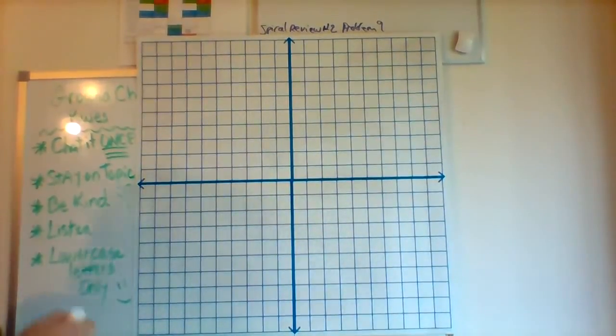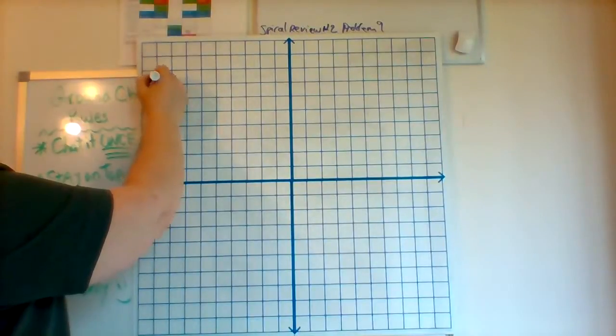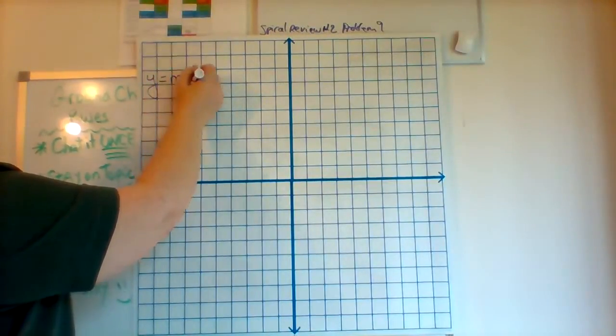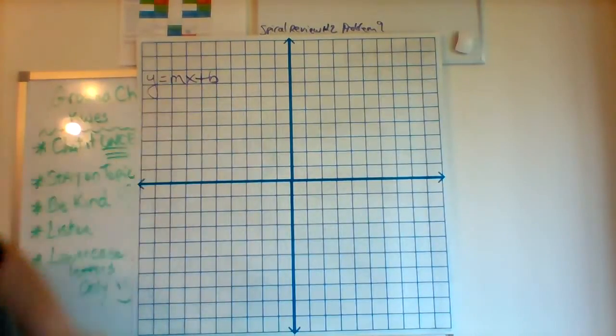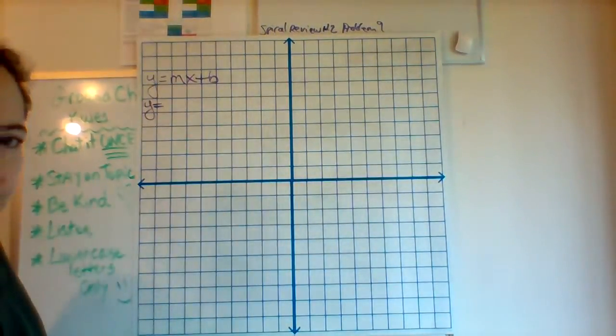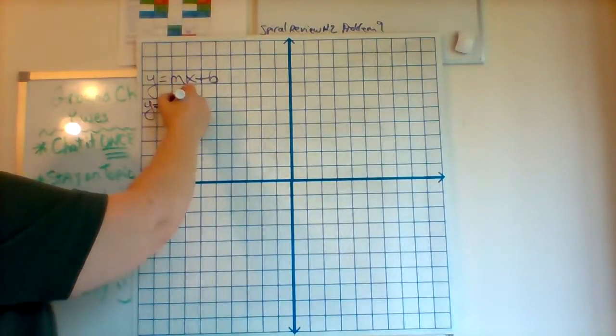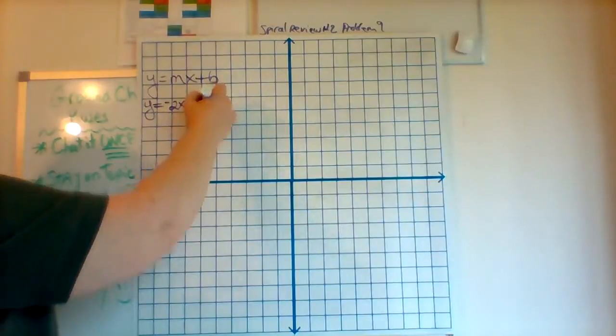Okay. They give us an equation in the form y equals mx plus b. Hopefully you guys see that okay, because it's like right there on the grid. And the equation is y equals negative 2x plus 7.